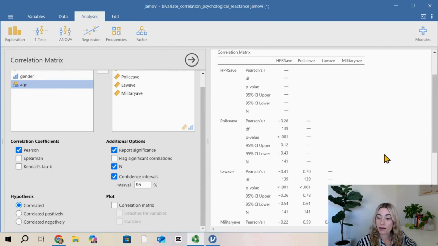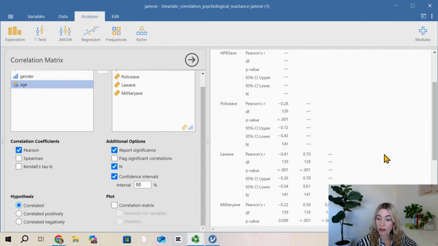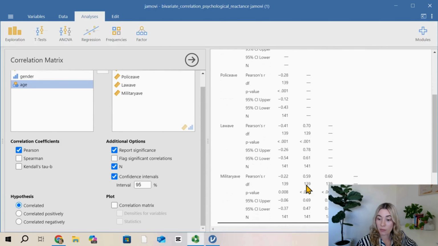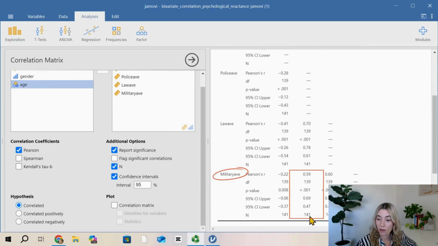If we just wanted to isolate a single comparison to interpret today, we could look at support for police and support for military. So here we have a Pearson's R value of 0.59. The absence of a sign here tells us that it's positive. So we can either have a positive or a negative sign when we're looking at our correlation coefficient. And then we also have a numerical value, and we consider these each separately when interpreting our correlation analysis.